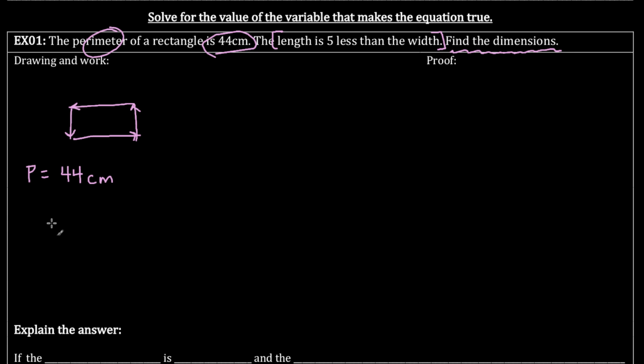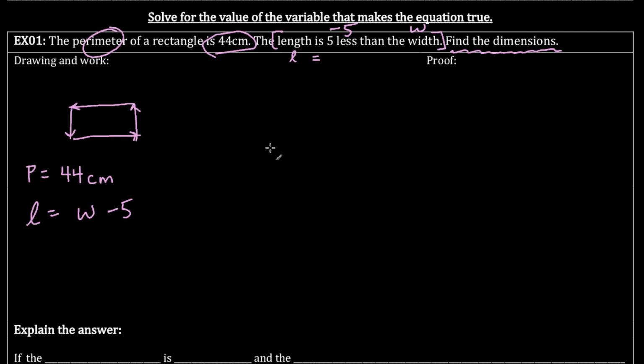So let's represent that. That is our relational quantity, how one quantity, the length, relates to another quantity, the width. So it says the length is 5 less than the width. So 5 less, so minus 5 from the width. So the length is 5 less than the width.